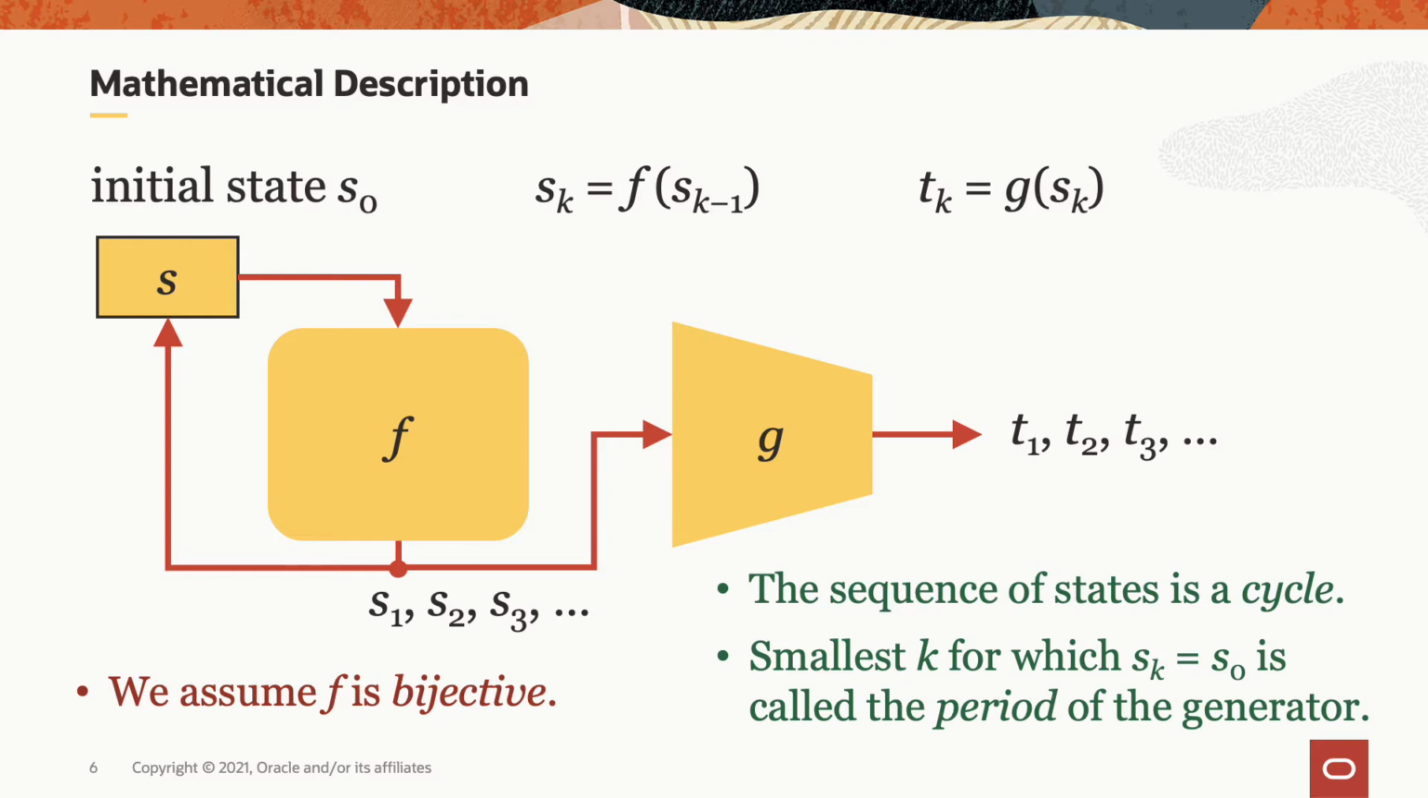To describe it a little bit more mathematically, we will call the initial state S0, and for every tick of the clock, S sub k is computed by applying the transition function f to S sub k minus 1. And so we're constantly producing a new stream of states, S1, S2, S3. The output function g is applied to each of these state values, resulting in a stream of values t sub k, producing t sub 1, t sub 2, and t sub 3. We assume the function f is bijective, and as a result, the sequence of states is a cycle. And the smallest k for which S sub k equals S sub 0 is called the period of the generator. This is the total length of the circular sequence of states.